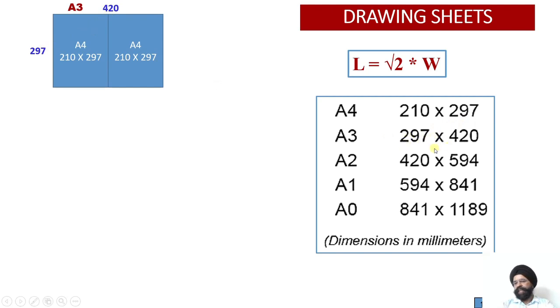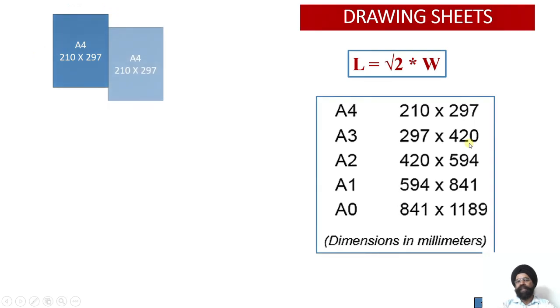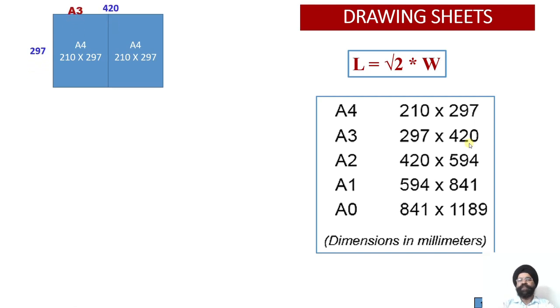You can check, this is the size of my A3 sheet. And how is it obtained? It is obtained by putting together two A4 sheets along their smaller dimensions side by side. So this gives me the A3.